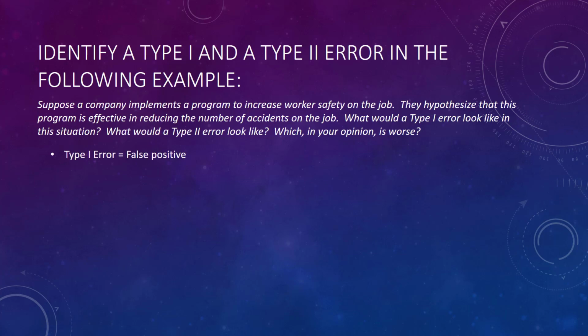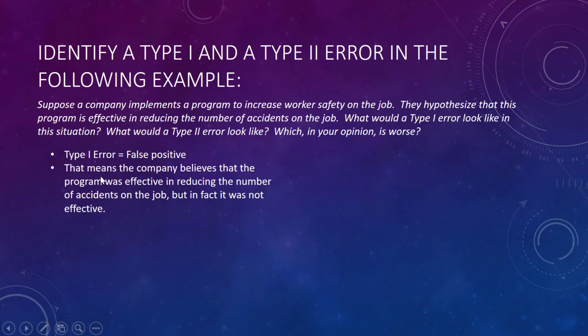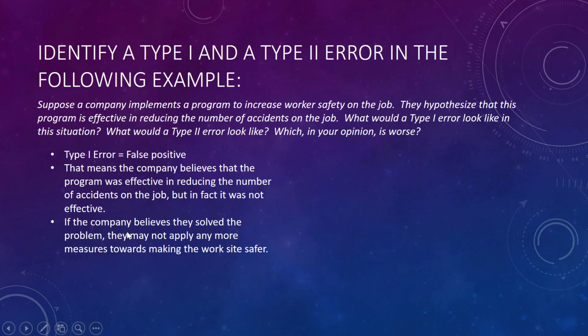Remember, a type 1 error is a false positive. That means the company believes the program was effective in reducing the number of accidents on the job, but in fact it was not. What does this mean? Well, if the company believes they solved the problem, they might not investigate the issue anymore. They might not apply any more measures towards making the work site safer. This is not good for workers who may be unsafe on the job.